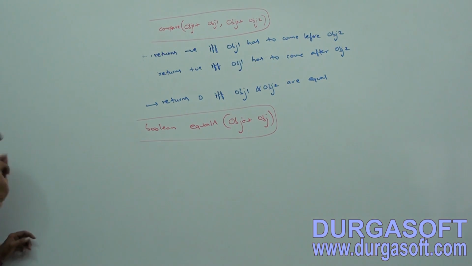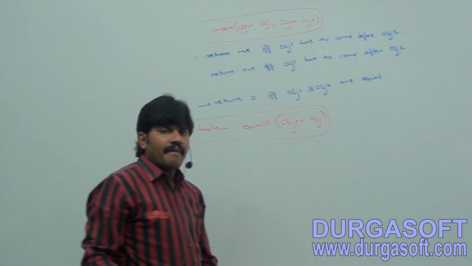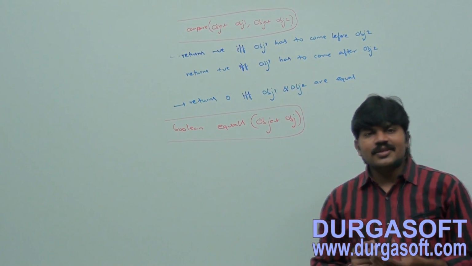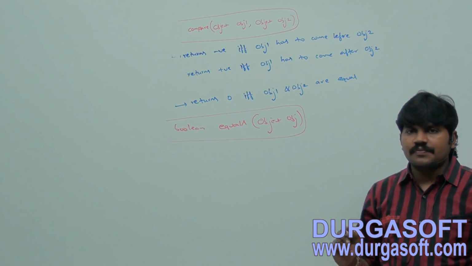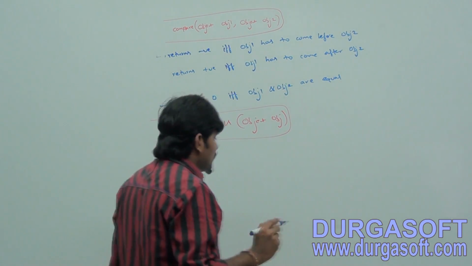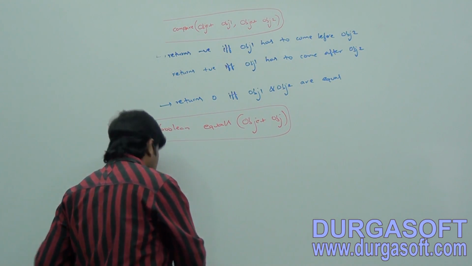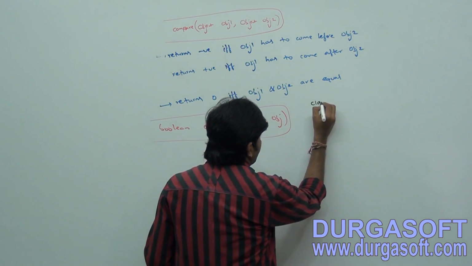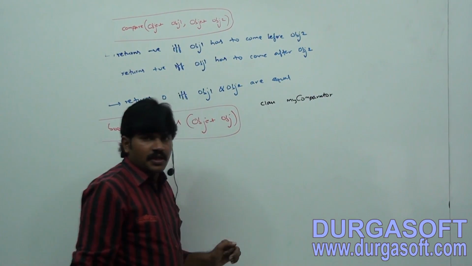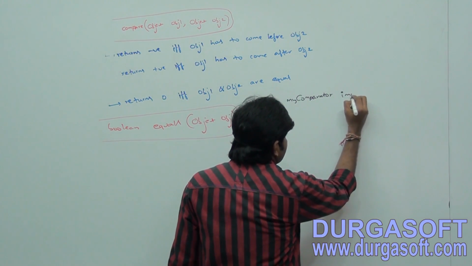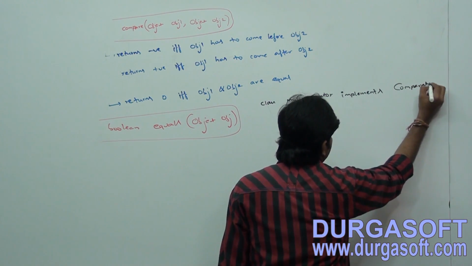Here there is one small point or conclusion you should be aware of. Sir, where are these two methods present? Inside the Comparator interface. Sir, I want to implement Comparator. I'm trying to implement Comparator. Now listen to this. Class MyComparator implements Comparator. Take a bit of special care. Class MyComparator implements Comparator.